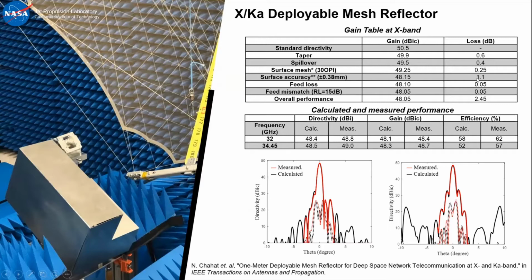But the surface accuracy is much more significant. We had about 1.1 dB of loss due to the surface accuracy, which was about 0.38 millimeter RMS. We think that for a flight version, we will be able to reduce that down to 0.25 millimeter, which will bring the loss to 0.6 dB only. And overall, we still achieve very good efficiency, about 62% efficiency at downlink and 57% efficiency at uplink. And the accuracy between calculation and measurement is excellent because in our calculation in the TICRA GRASP model, we included the surface mesh that we actually measured after deployment.